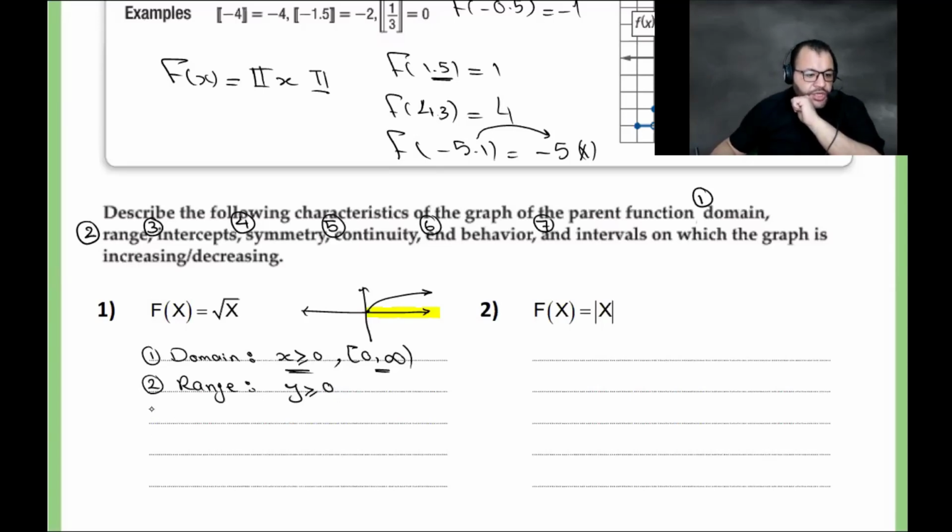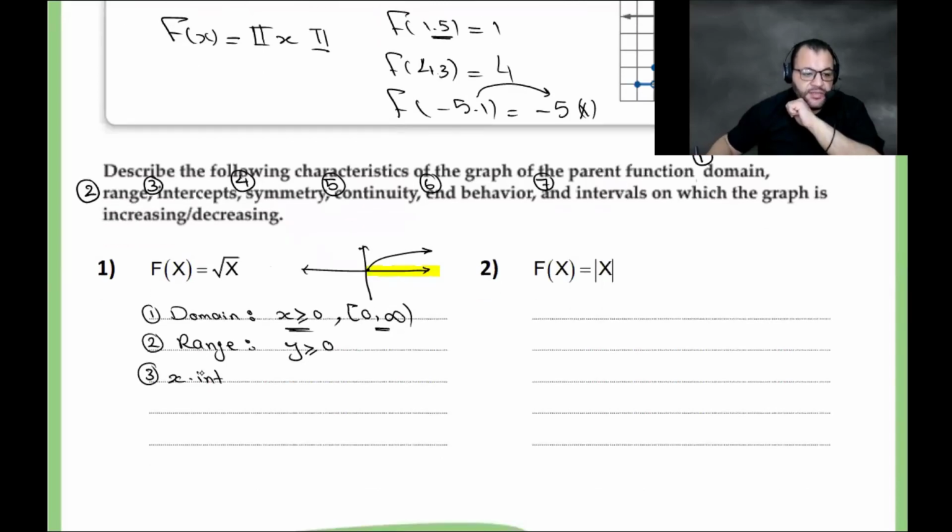Number 3, we need to find the x-intercept and the y-intercept. X-intercept: the graph intersected the x-axis at the point 0, 0. And the y-intercept, also 0. Number 4, we need to find whether the function is continuous or discontinuous.